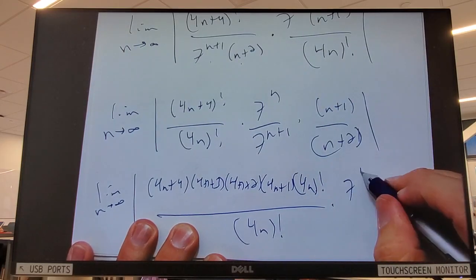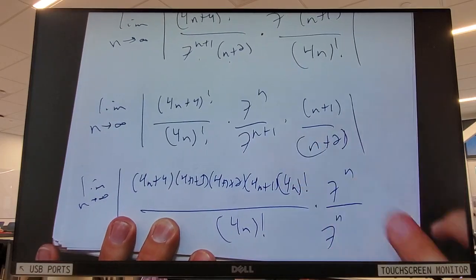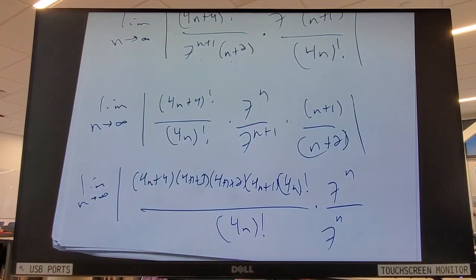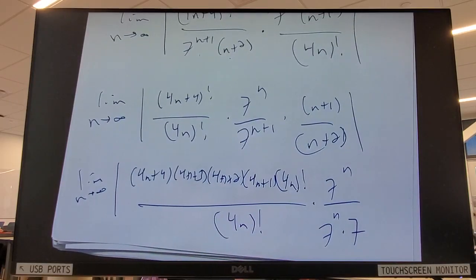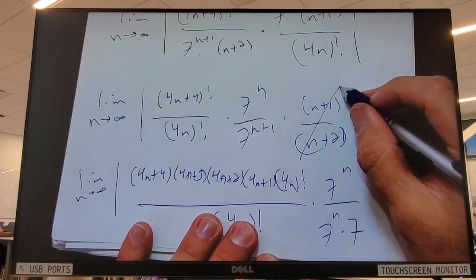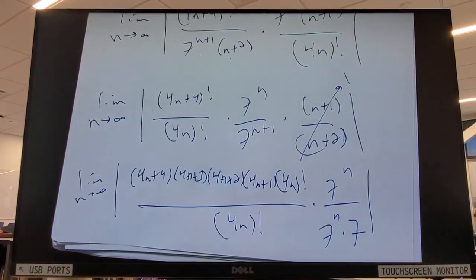If I wanted to rewrite this just to really show myself what's going on, how do I rewrite 7 to the n plus 1? 7 to the n times 7. Yes, because I add powers when I multiply like bases. And of course this limit is going to be 1. I don't want to rewrite that because I'm running out of room for one thing.